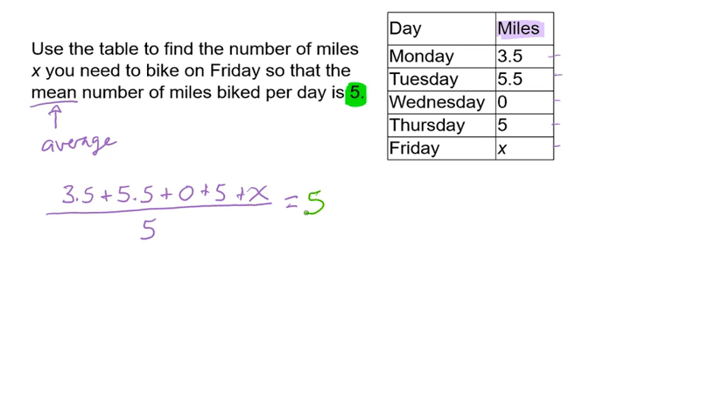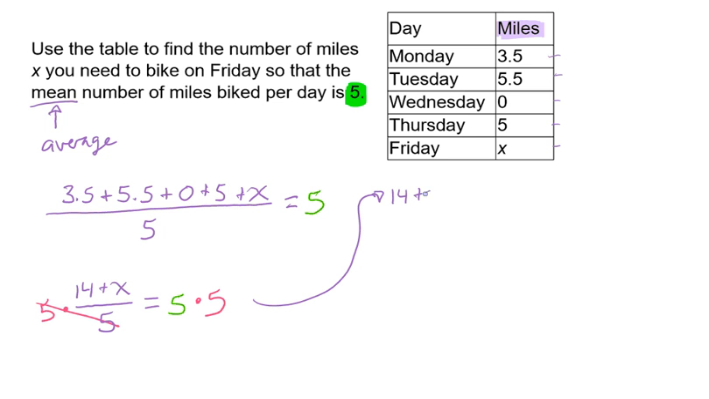and now what we need to do is go ahead and add all those things in our numerator. So if we do that, that's going to give us 14 plus x over 5 equals 5. So the next thing that we're going to do is solve for x. So we're going to get rid of our divide by 5. So we're going to multiply both sides by 5 here. And that's going to leave us with 14 plus x equals 25, right? Because 5 times 5 is 25.